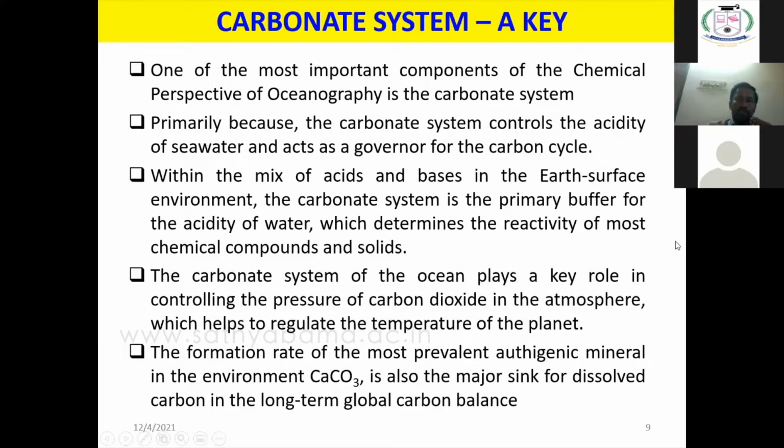The carbonate system of the ocean plays a key role in controlling the pressure of carbon dioxide as well as the atmospheric carbon dioxide pressure. Since 30% of carbon dioxide will be sunk in the ocean, the major way of carbon sink is the ocean, so this much amount of carbon dioxide will be taken up over there. That is why pressure and salinity are key factors over there.